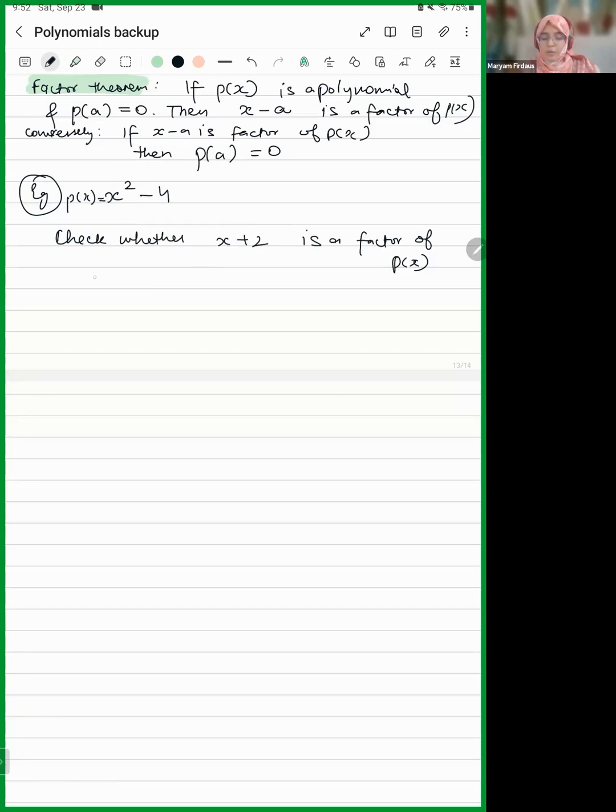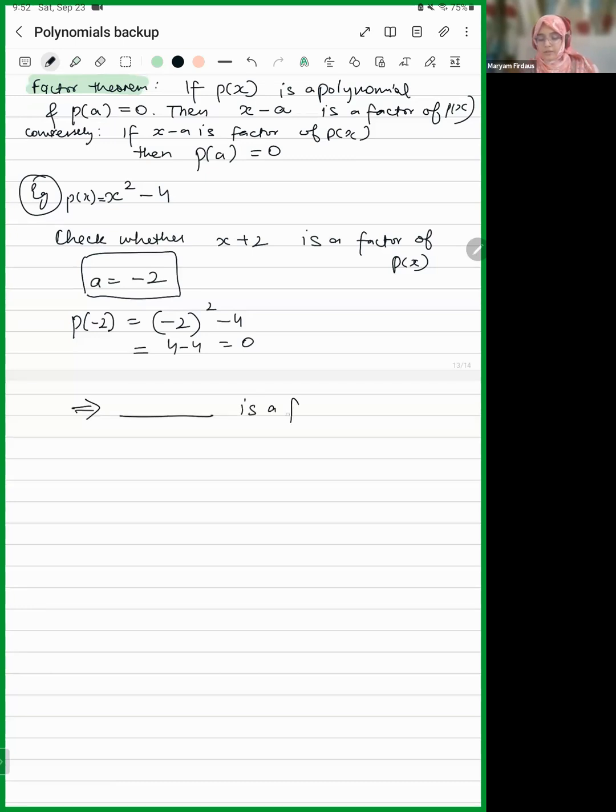So over here, first of all, what will A be from here? Minus 2. A will be minus 2. Now P of A will be what? Minus 2 square minus 4. This will be 4 minus 4, and that is 0. So you're seeing that P of minus 2 is 0. That means it's a factor. What is a factor? X plus 2 is a factor of x square minus 4.